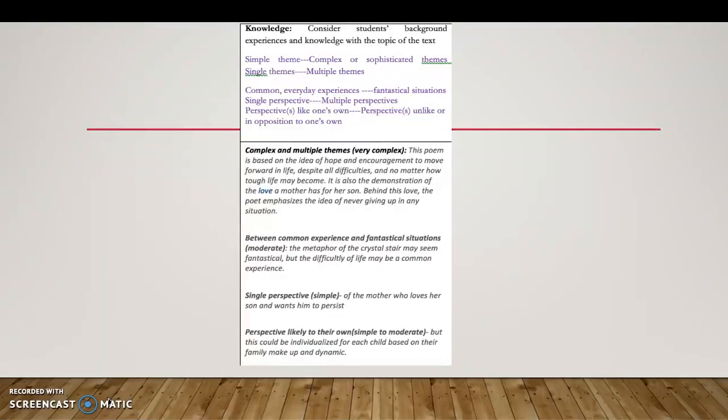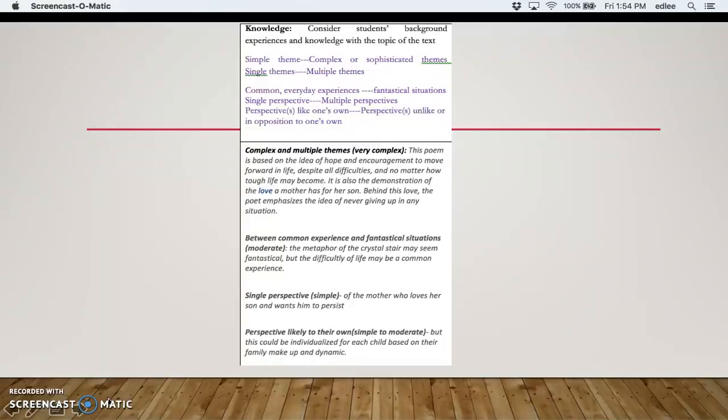Let's take a look at the exemplar. As we take a look at this, I would like you to think about what you read in the poem Mother to Son by Langston Hughes. If it falls to the left of the continuum, we're going to say it's simple. If it falls near the middle or in between, we're going to say it's moderately complex. And if it falls near the right of the continuum, we're going to say it's very complex.